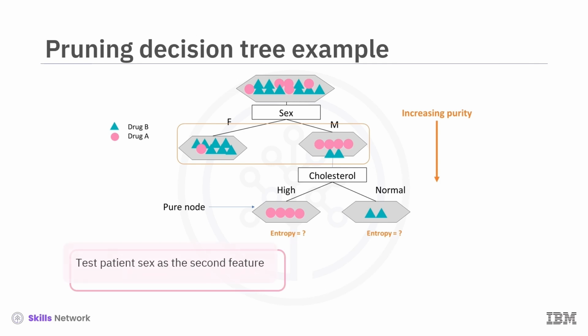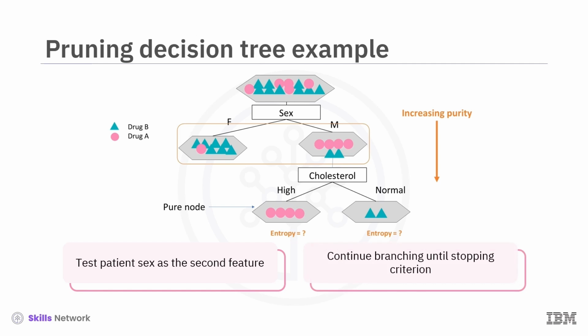This time, we pick the sex feature of patients. The decision tree splits patients into two branches, male and female. For females, the sex split classifies most patients as drug B. For males, the distinction between drugs A and B diagnoses is less clear. Further splitting the male node using the cholesterol feature results in two pure nodes, the terminal leaves in which all patients fall into a single class or prescription. The algorithm continues branching until it reaches a stopping criterion.